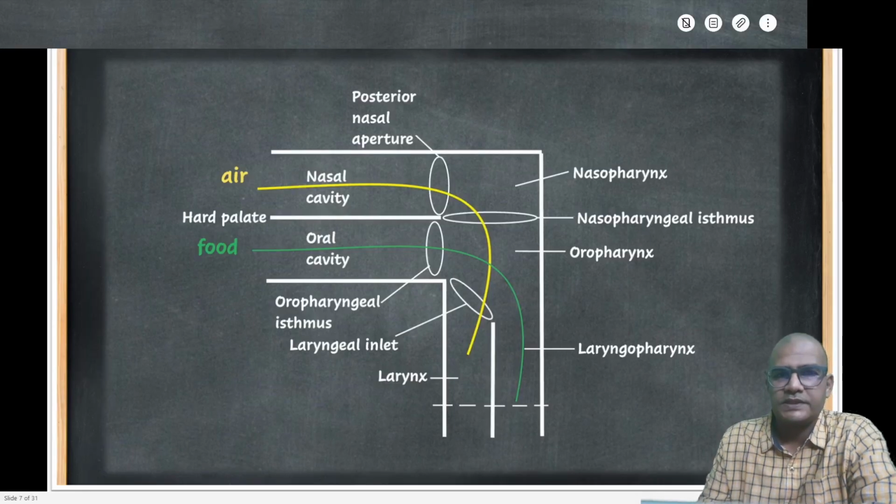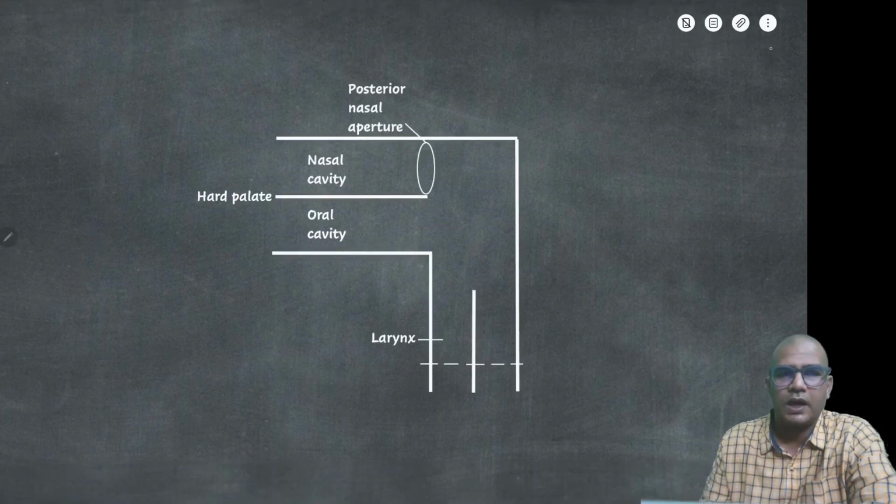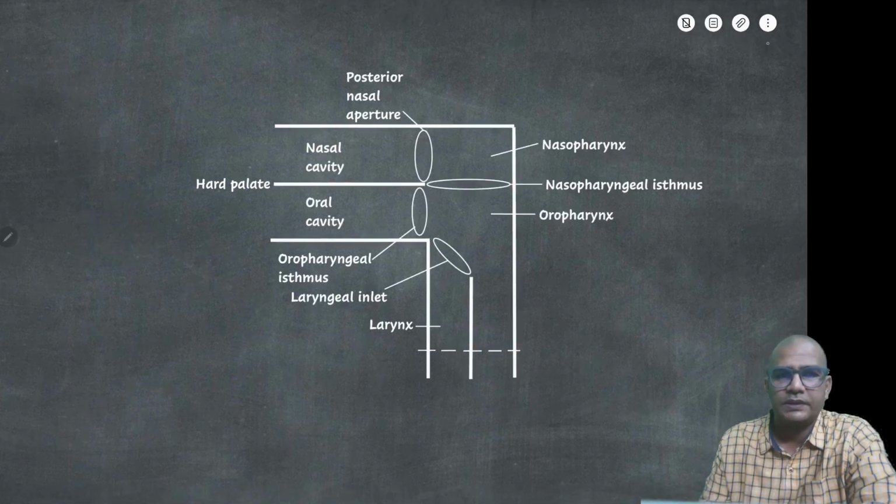This is a basic schematic diagram to show the various apertures in the pharynx and the various subdivisions, that is nasopharynx, oropharynx and laryngopharynx. So let us learn while drawing. Let us start with the roof of the pharynx, then the posterior wall of the pharynx, then the floor, the oral cavity. Let's show the hard palate, nasal cavity, oral cavity and nasal aperture.